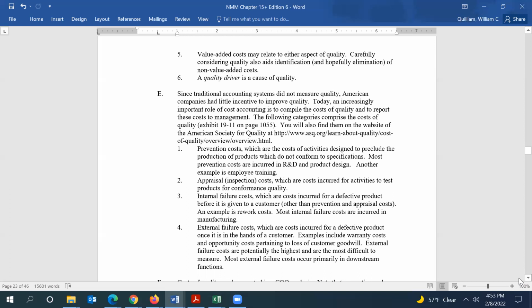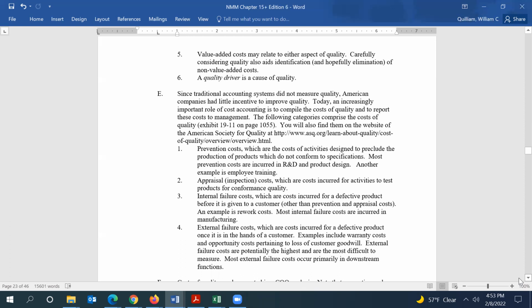In fact, since traditional accounting systems do not measure quality, again, as we said, American companies tended to ignore it. They had little incentive, quite frankly, to improve quality. There was no accounting number to crunch. It did not appear to increase net income.